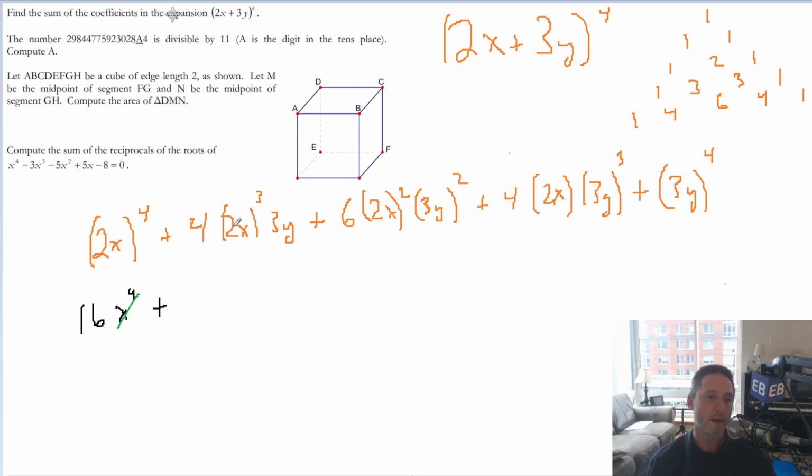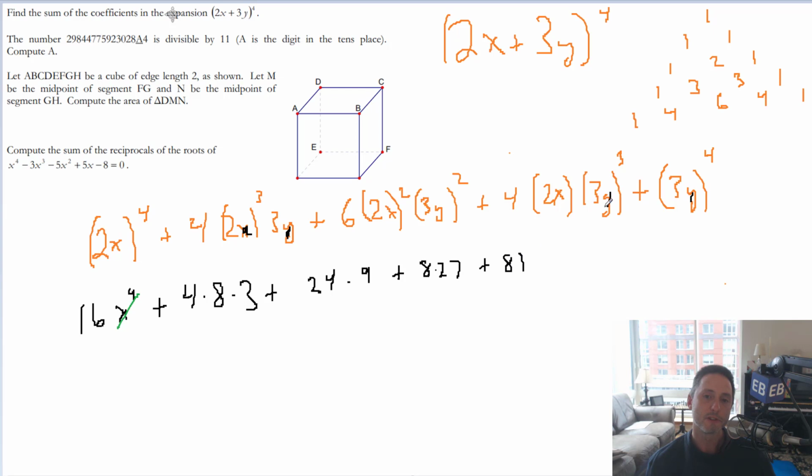Now we have 4 times 2 cubed, 4 times 8 times 3. Those will be the product of the coefficients here, ignoring the x and the y. Our third term, we're going to have 6 times 2 squared, which is 4. 6 times 4 is 24. And that's going to be 3 squared, that's going to be 9. Our fourth term is going to have a 4 times 2 times 2, that is 8 times 27. 8 times 27. And then our last term, 3 to the fourth, of course, is 81.